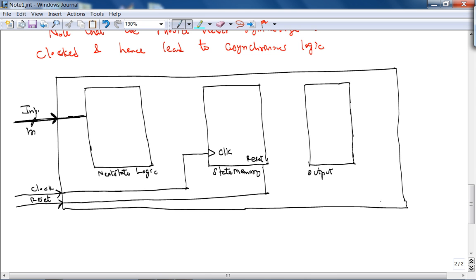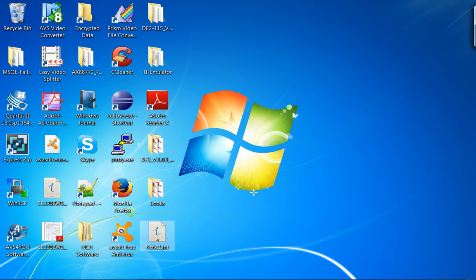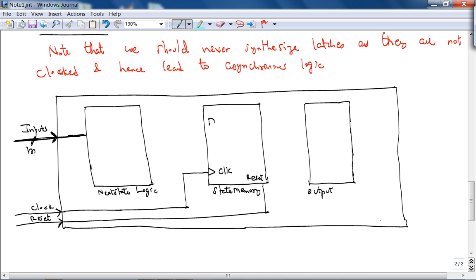So your state memory is given by D flip-flops. Again, it's crashing. Hopefully that doesn't mean my computer is going down. So there are D flip-flops, and what you get here is the next state. Obviously, the number of states, n, does not have to be equal to the number of inputs.